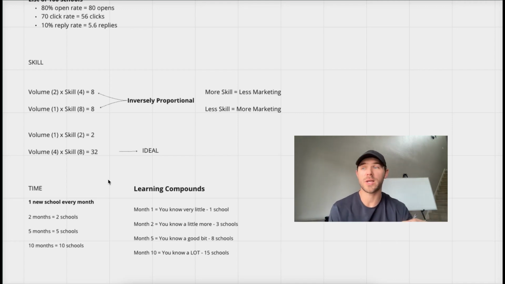Too many families are trying to rush the recruiting process. They're trying to say, how can we get it over in 1 month or 2 months? That's not the right question to ask. The right question to ask is, if we have a long enough time horizon, isn't it reasonable that we would get interest from a lot of schools if we have the volume piece and we have the skill piece?